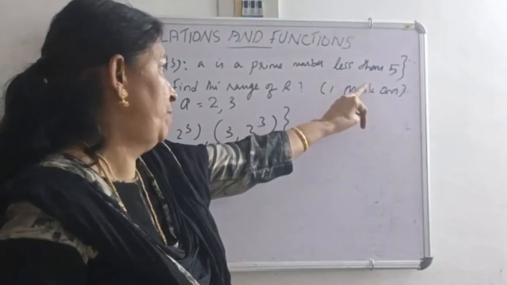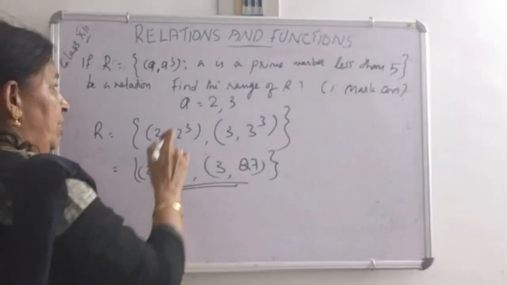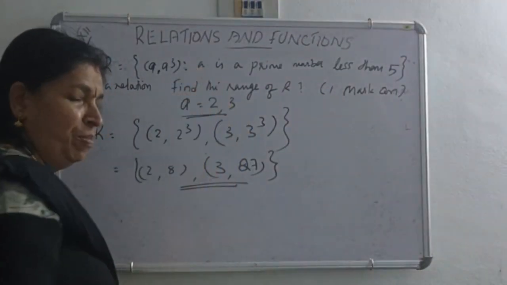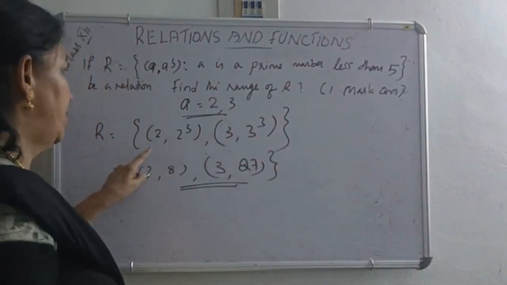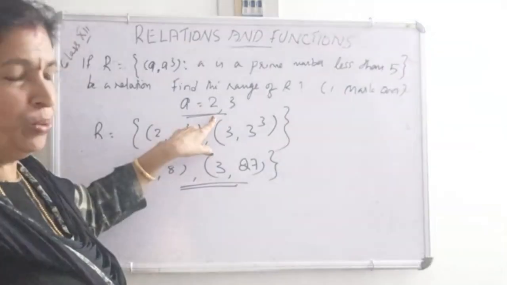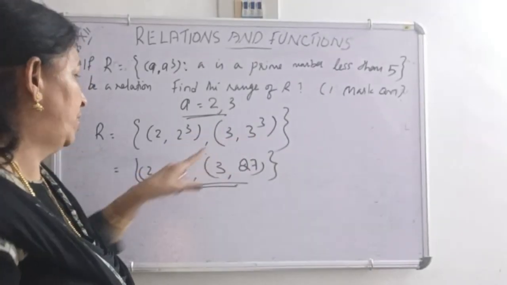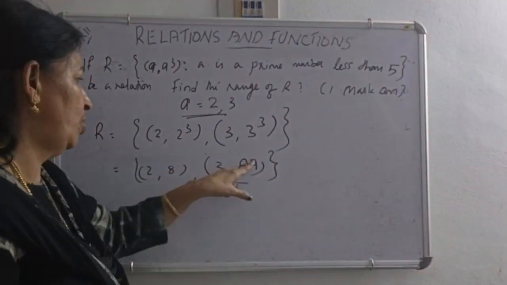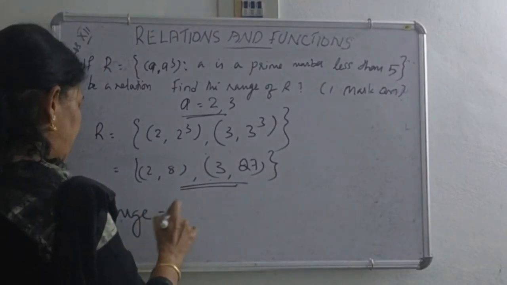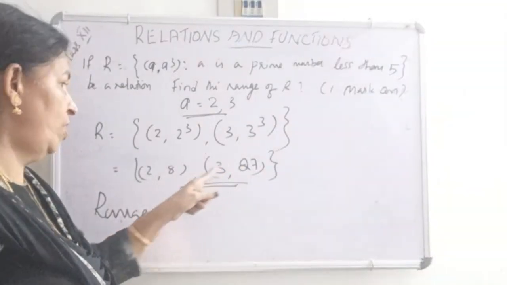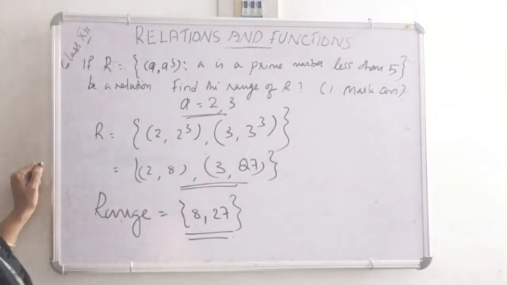Given that a is a prime number less than 5, find the range. 1 mark question, objective question. A equal to, we have a is a prime number less than 5. 5 നേക്കാൾ ചെറിയ prime numbers as 2 ഉം 3 ഉം. (a, a cube). a ക്ക് ഫസ്റ്റ് വാല്യൂ 2 കൊടുത്താൽ (2, 2 cube). നെക്സ്റ്റ് a ക്ക് 3 കൊടുക്കുക, (3, 3 cube). That is (2, 8), (3, 27). Therefore, we have to write the range of this relation. Range is the set of all Y elements, set of all second elements. That is, here the range is {8, 27}.